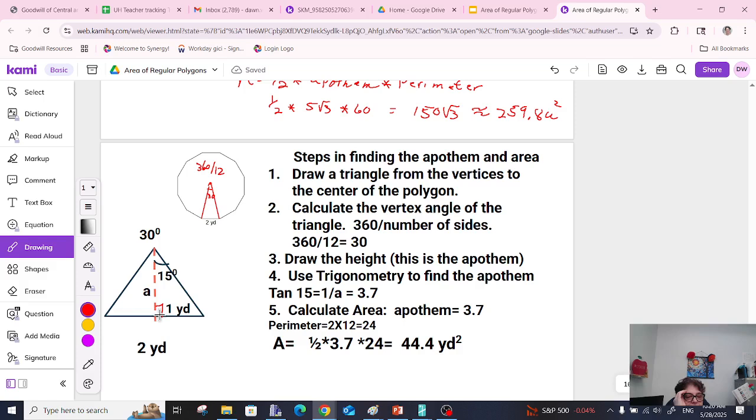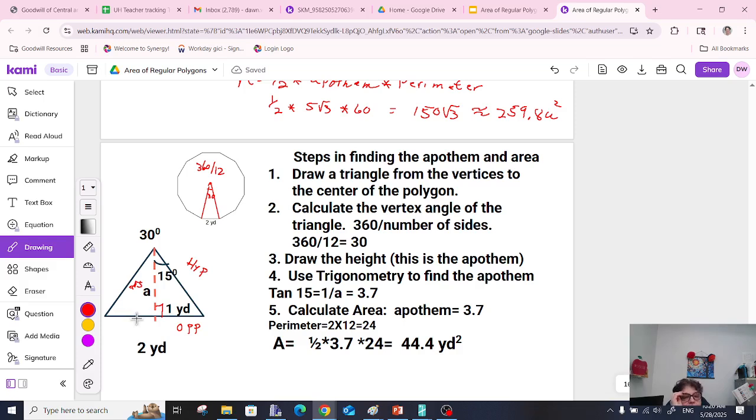So if this whole thing here is 2 yards, what's from here to here? 1 yard. And if this whole angle is 30 degrees and I cut it in half, this is 15 degrees. Well, now I'm going to use trigonometry. Here's my finger on the 15. This would be opposite. This is hypotenuse. And this is adjacent. Adjacent is actually the height, which is the apothem. You agree?